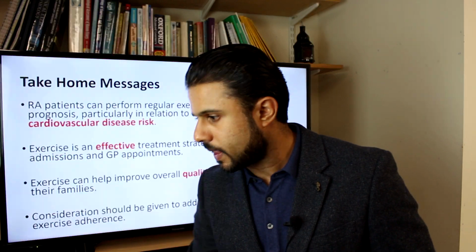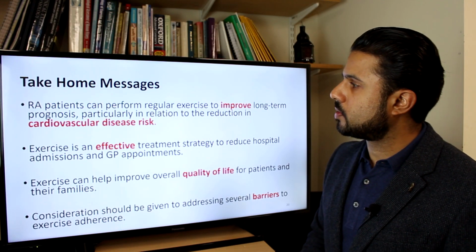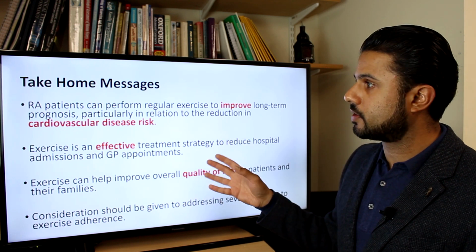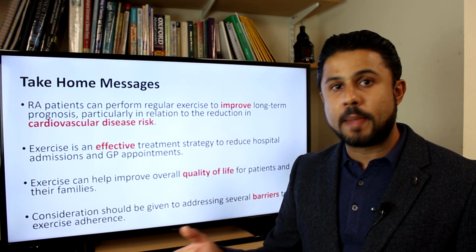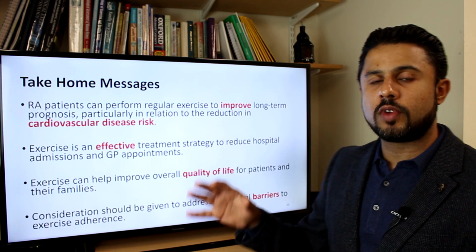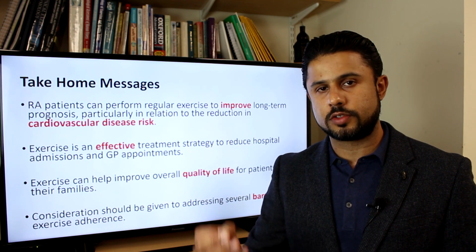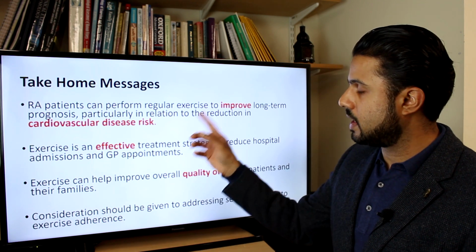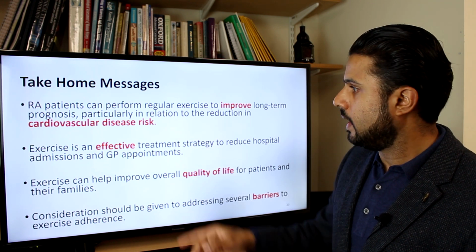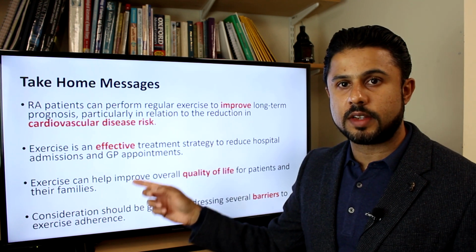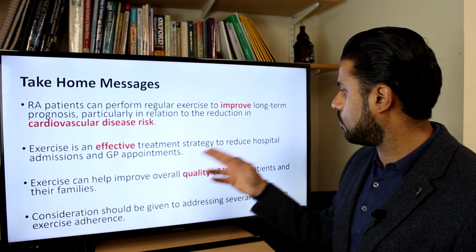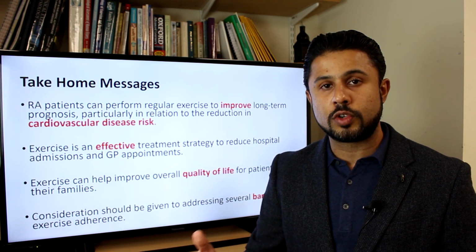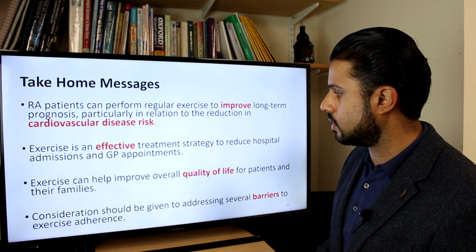So do incorporate these activities of daily living, because they often have a very quick impact in terms of improving functional ability. So the take-home messages from today's presentation is that rheumatoid arthritis patients can perform regular exercise, which can lead to a better prognosis, especially in relation to the cardiovascular disease risk. So we know the patients die from cardiovascular disease, so there's a definite win there. We know that exercise is medicine, so it's an effective treatment to reduce hospital admissions and GP appointments, which is going to reduce burden on the healthcare system.